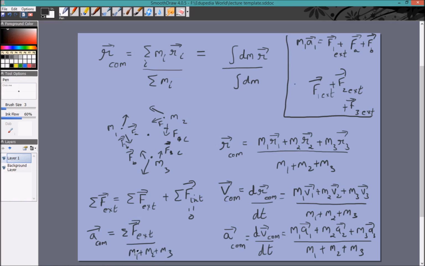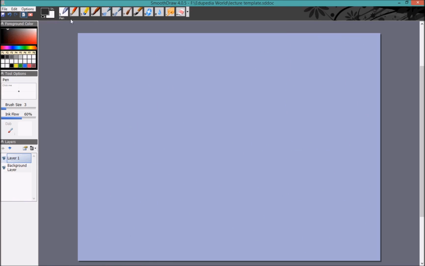Right? I'm going to remove this now. So that gave me a very nice result. Summation F external is equal to capital M A CM. Now this is where we see the true power of center of mass, right?